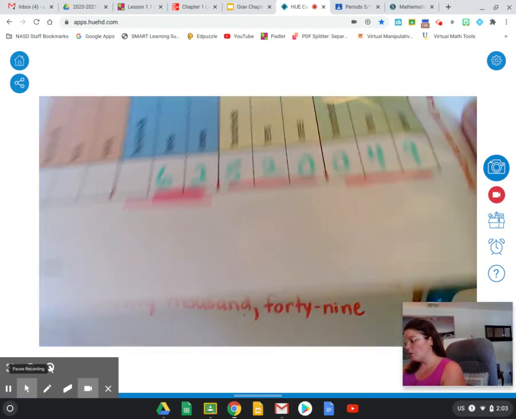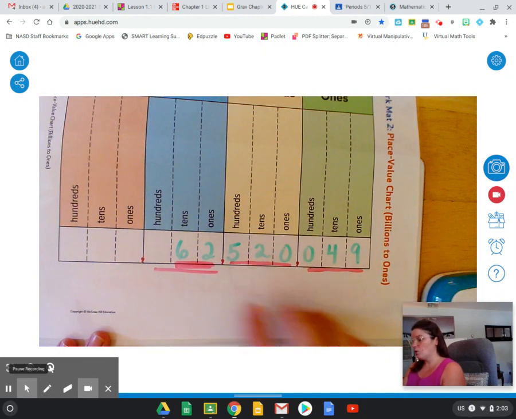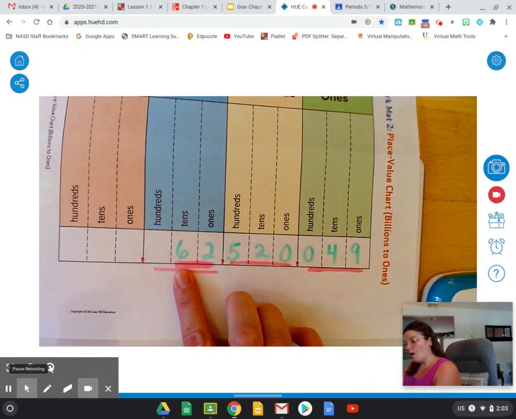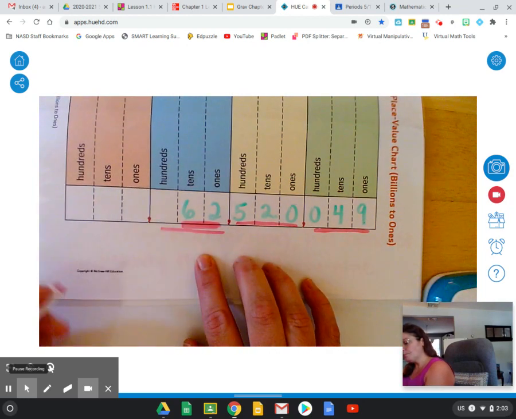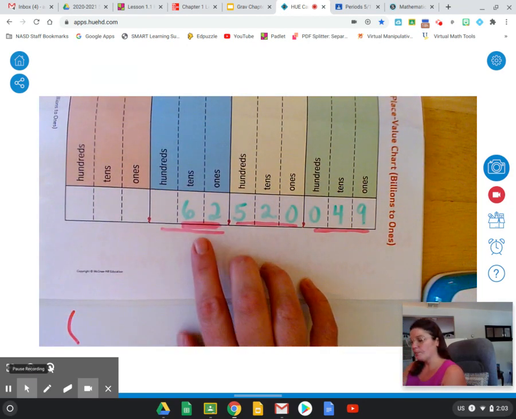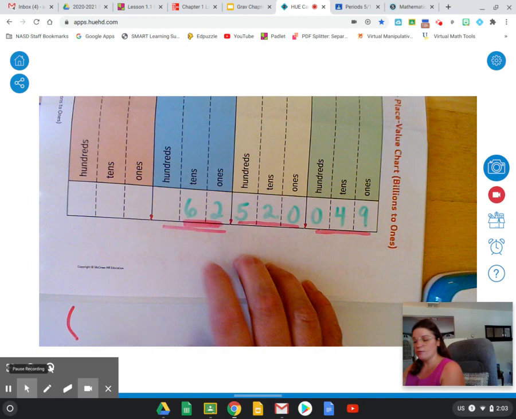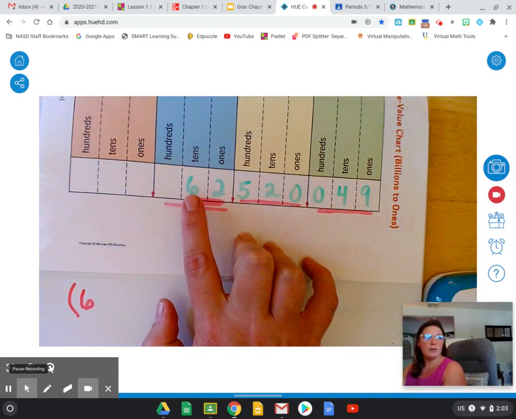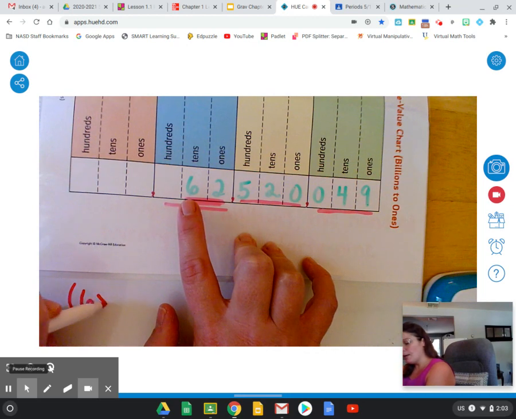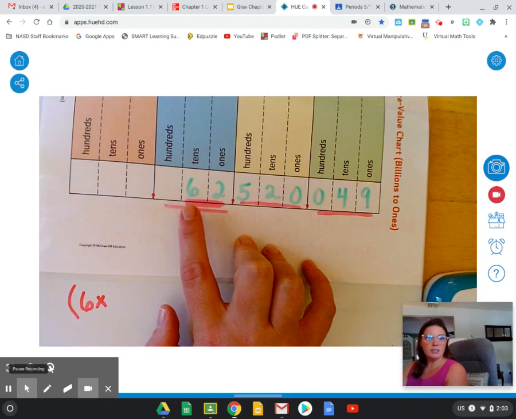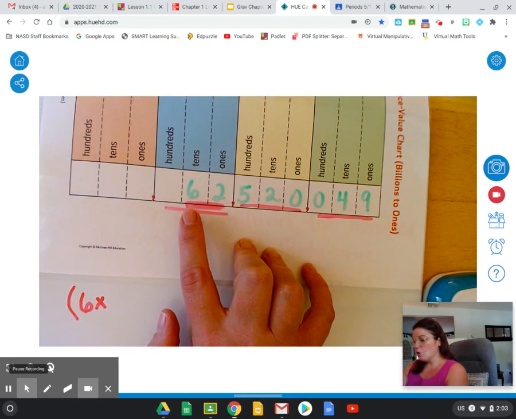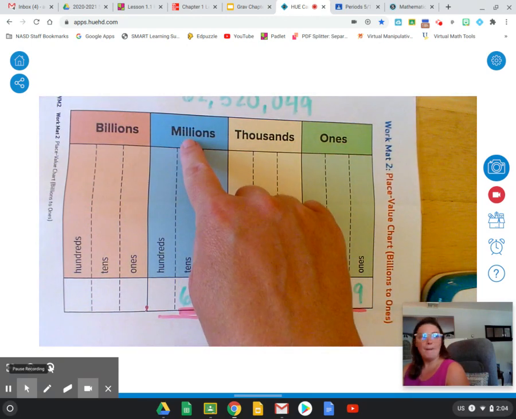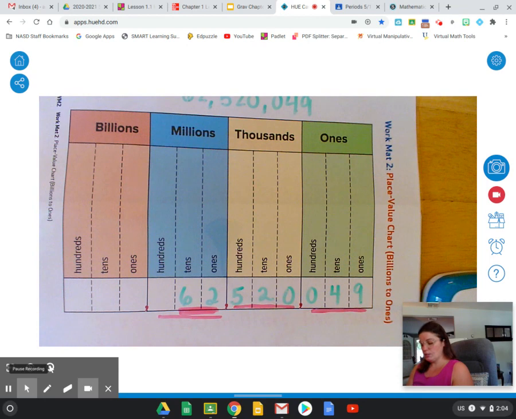So what I'm going to do is, starting with my greatest digit, my greatest value, I'm going to write a parenthesis, and then I'm going to put the digit inside of that parenthesis. So I'm working with the digit 6. Now I want to multiply that digit by its place value. So 6 is in the 10 millions place value.